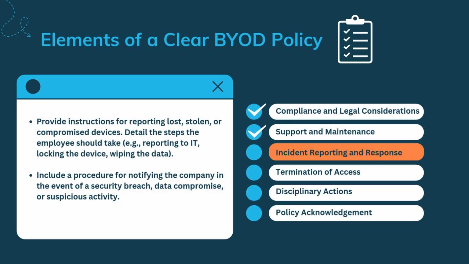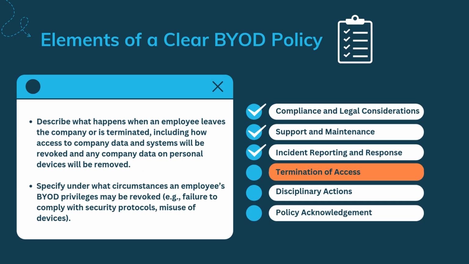If something goes wrong, the policy should explain how to report a lost, stolen, or compromised device. It should outline the steps you need to take, such as notifying IT, locking the device, or wiping the data to keep everything secure. It should also include a process for letting the company know if there's a security breach, a data compromise, or really any suspicious activity, so that the company can act fast to address the issue.